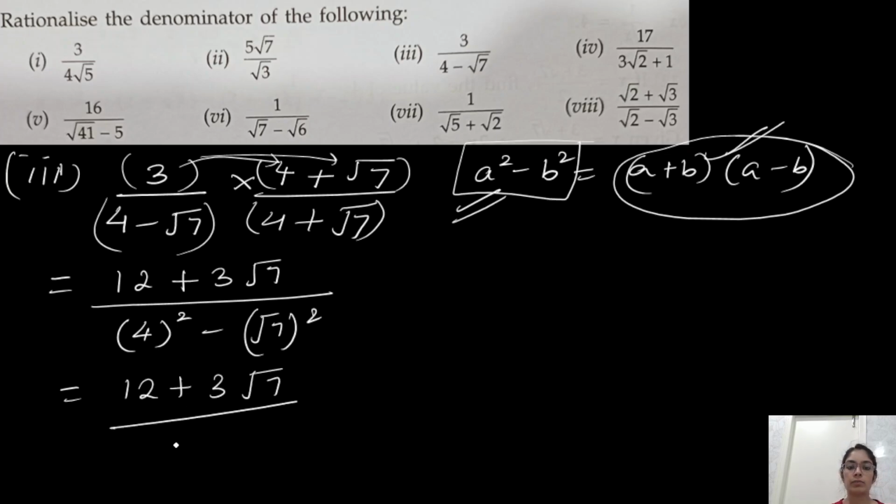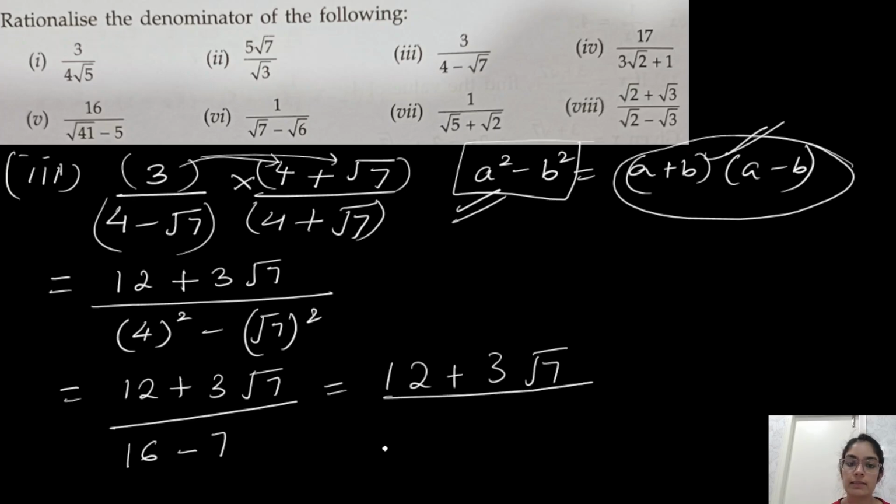And the denominator we can further simplify. 4 square means 4 into 4, which is equal to 16. The root 7 square is 7. So this is equal to 12 plus 3 root 7 by 16 minus 7, which is 9. Now we can individually write it. So 12 by 9 plus 3 by 9 root 7.